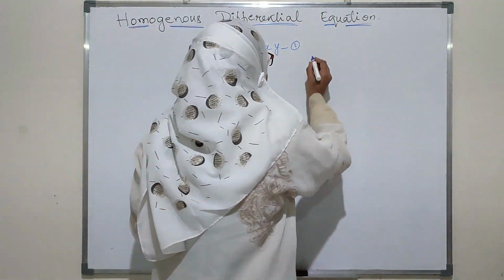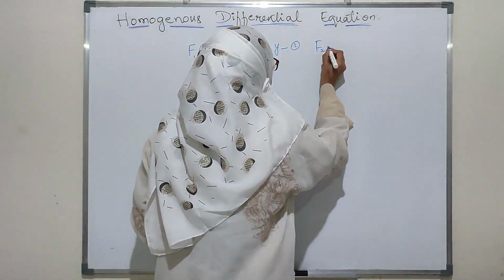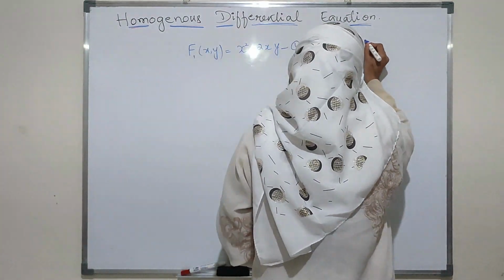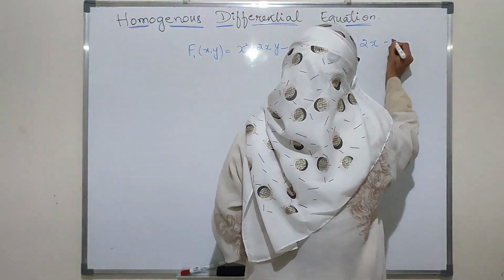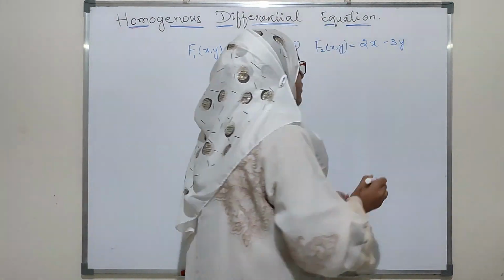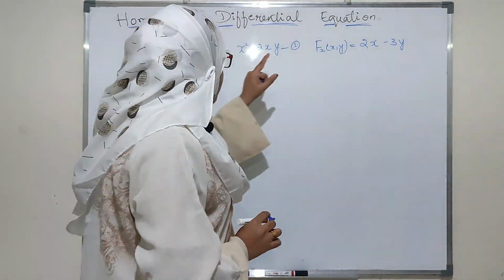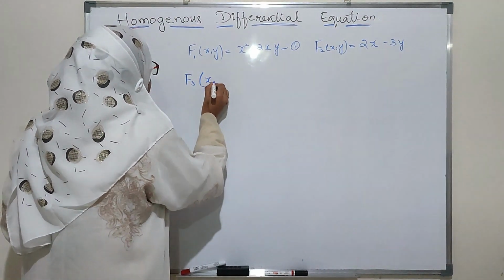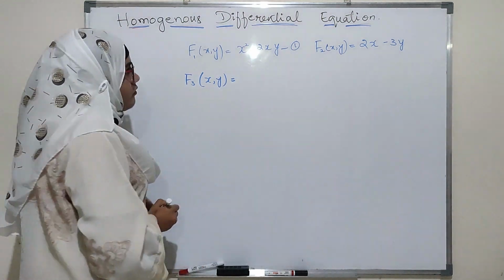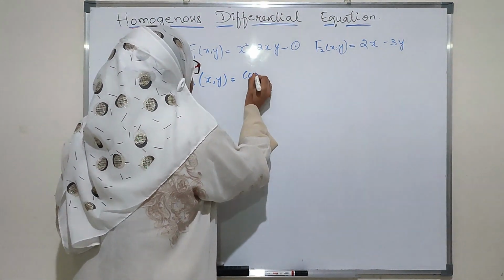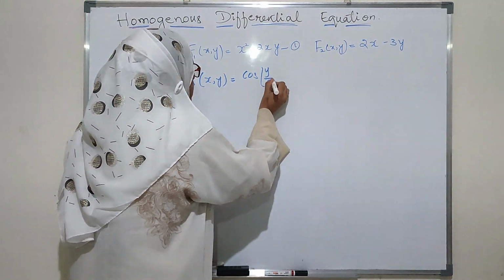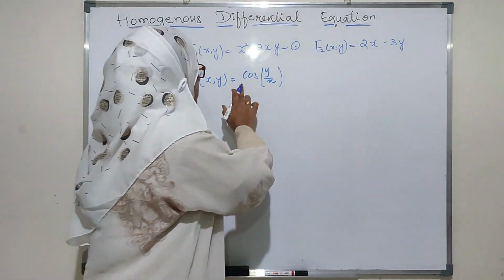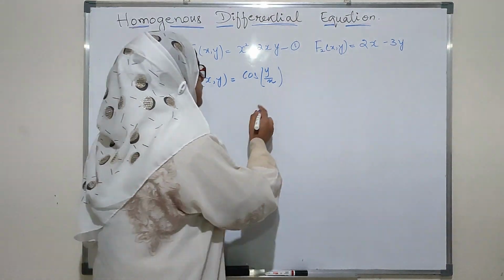Now again consider f2 of x comma y equal to 2x minus 3y. Here x and y both have power 1. Now consider another function f3 of x comma y equal to cos of y by x. Here y and x both have power 1 and 1. So this one is also homogeneous.